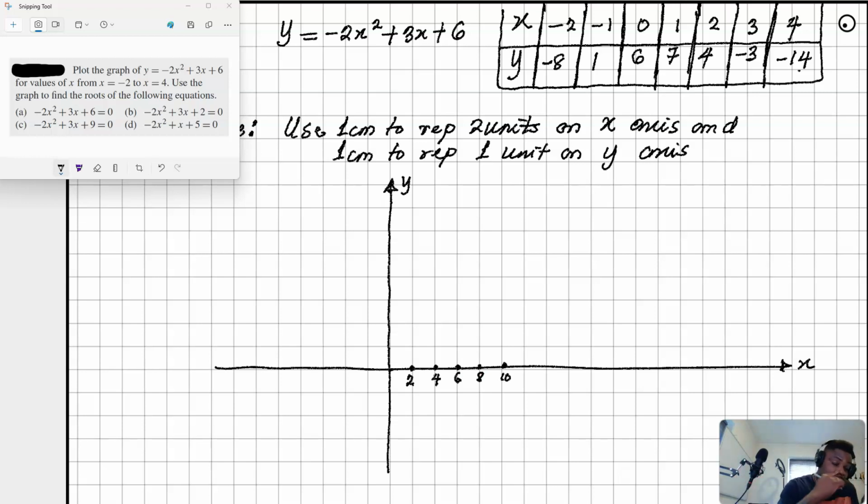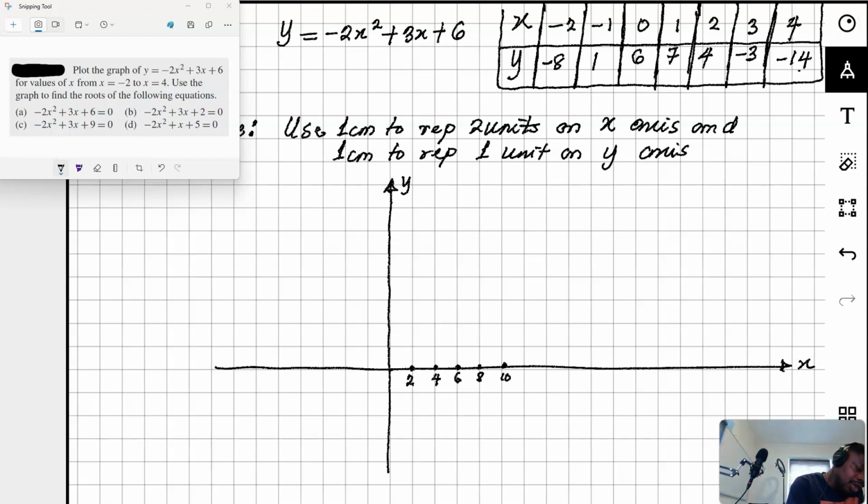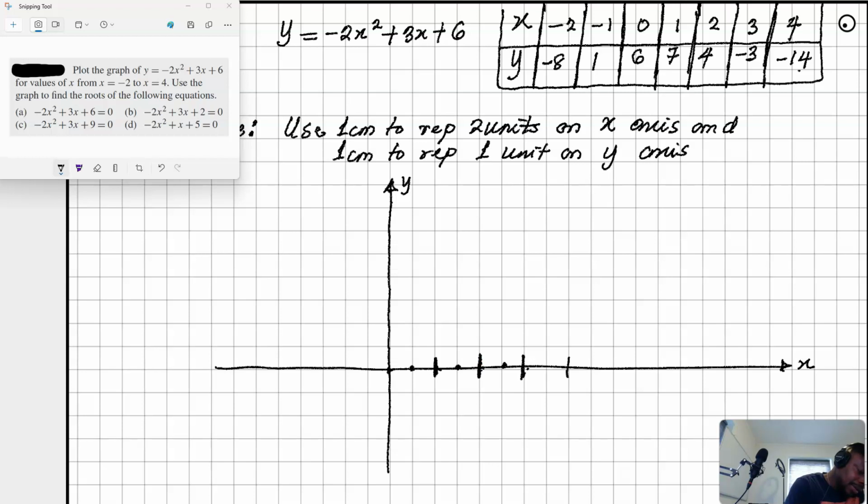But if the question says 2 centimeters represent 2 units, for example, it means from here to here is 2 centimeters, from here to here is another 2 centimeters, and another 2 centimeters. So to every 2 centimeters, we are putting 2 units. That is 2, 4, 6, 8. Easy. If they say 2 centimeters represent 5 units, you already know you count in 5s: 5, 10, 15, like that. So you already know how it works now.